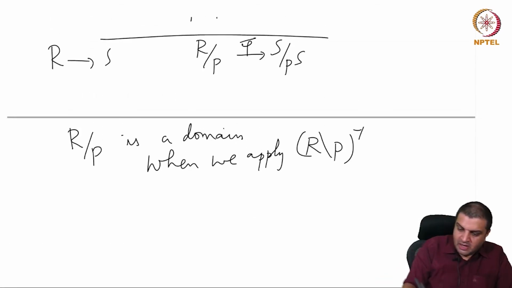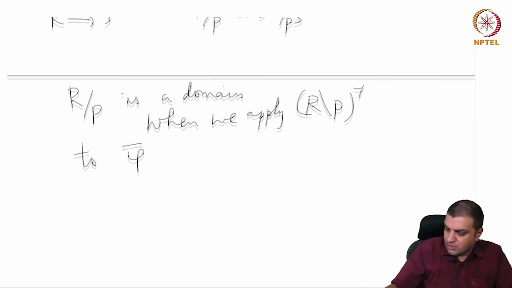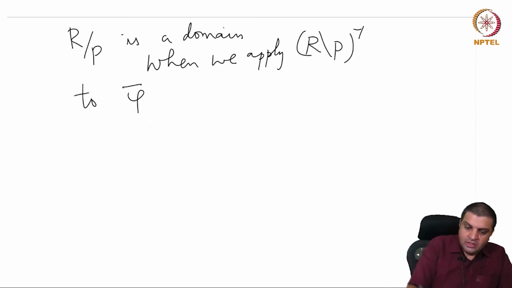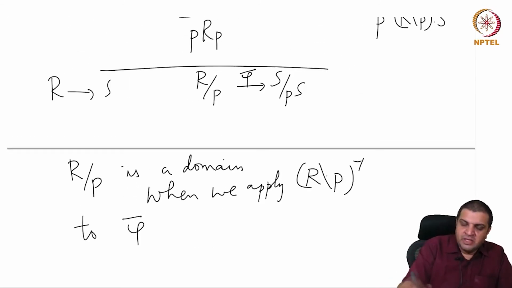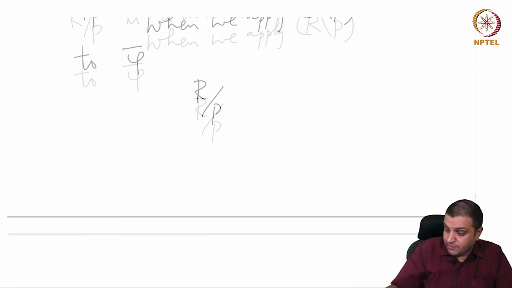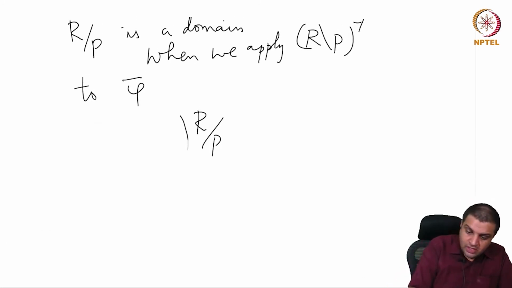Let's call this map phi bar to phi bar. What are we doing? We take R mod P. So the image of R minus P inside R mod P is a set of non-zero elements. Here we invert the non-zero elements of R mod P.